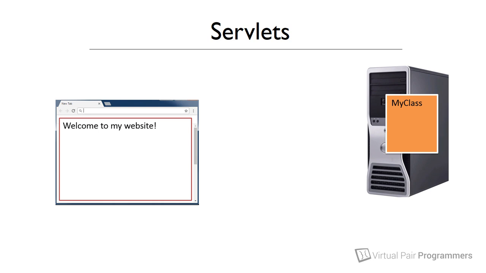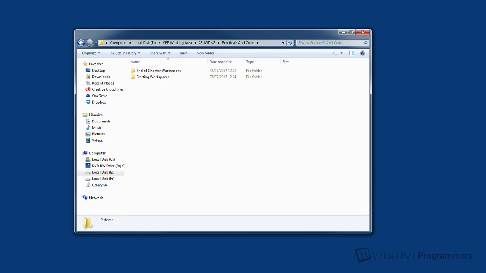Now, I've already mentioned on this course that building Java servlets can be hard work. So I've provided a starting workspace for this chapter, and I'd like us to load this up now so we can talk through what I've done here. So I suggest you follow along. In the practicals and code folder that we supply with this course, if you go into starting workspaces and chapter 2, there is a project in here called Restaurant. We're going to be working with this project throughout most of the course, and it's simulating building a website for a local restaurant. So copy this restaurant folder and place it in your Eclipse workspace.